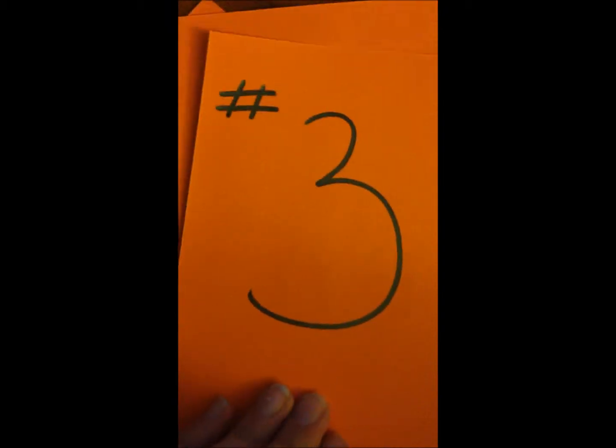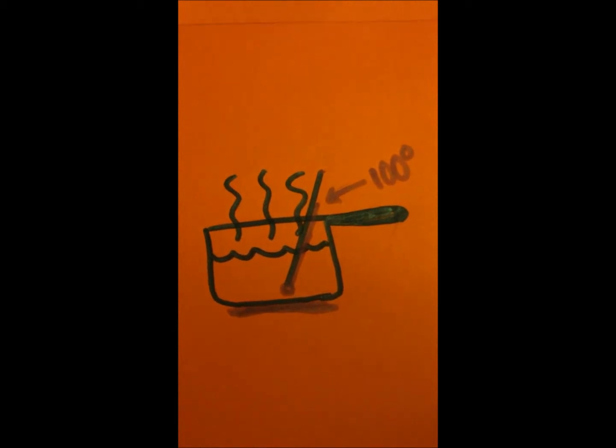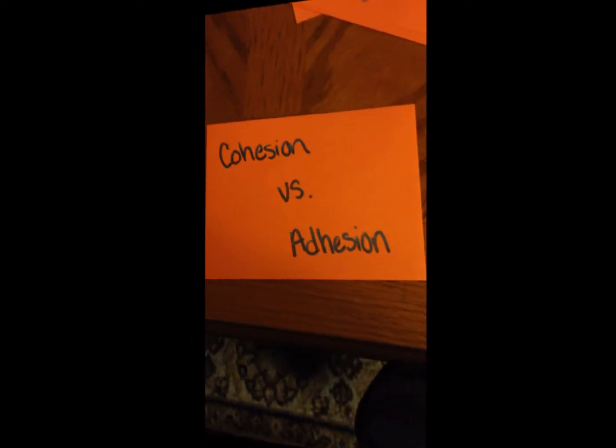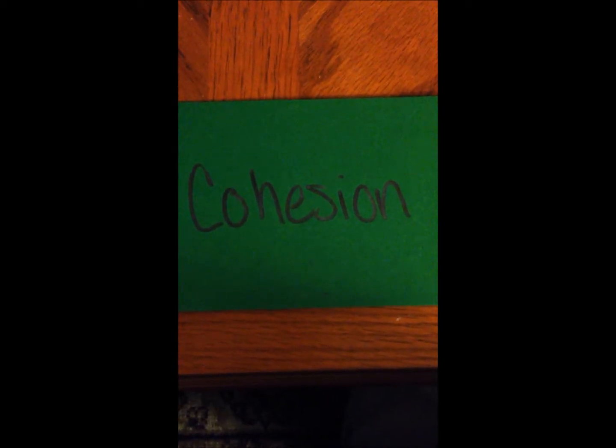Third, water has a high boiling point. This is because the hydrogen bonds hold molecules together more tightly. Fourth, water has both cohesive and adhesive properties. Cohesion is when molecules stay close together, like when water forms dewdrops. The molecules stay close together to form the droplets.